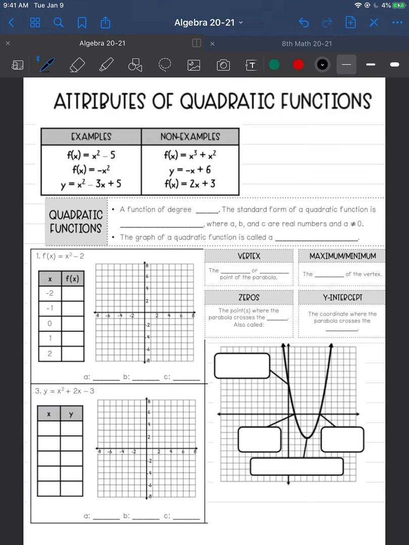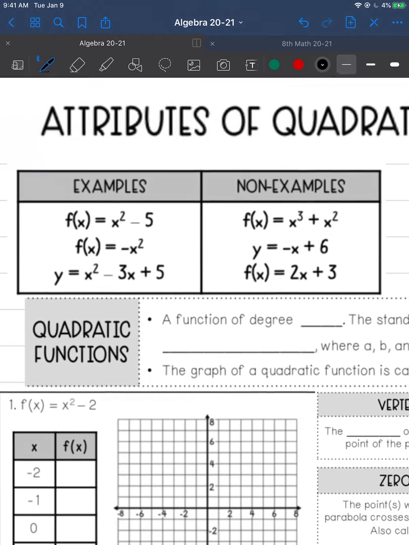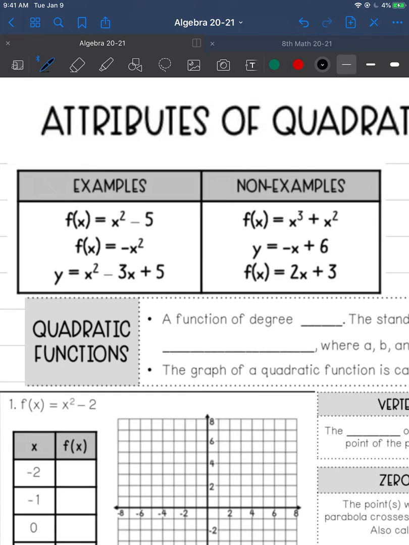So what I want to start out with is looking at our examples and non-examples to help us figure out what is a quadratic function. What are the differences? What are some things that you see in the non-example versus the example? What are some observations you make, or what are some conclusions you can say: this is a quadratic function, this is not a quadratic function because?